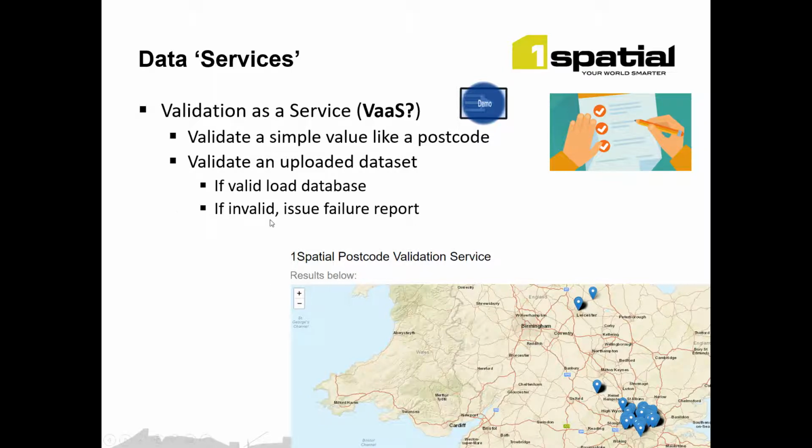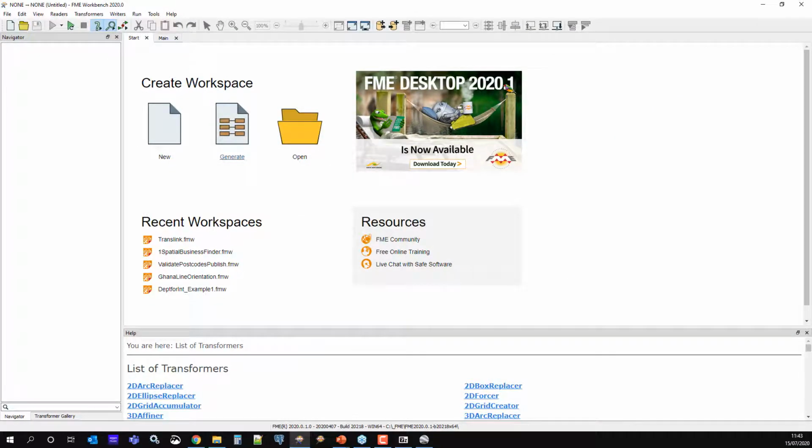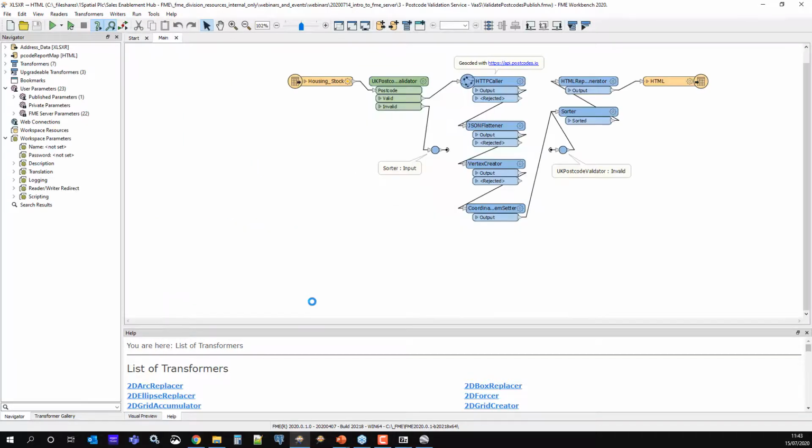Validation as a service, you can build a process that does some schema checks on your data, or it does some quality checks on the content. We have a number of capabilities around data validation and error checking. So if we go and have a look at an example, I'm actually going to show you the base process in Workbench, just so you can get a feel for what's going on here.